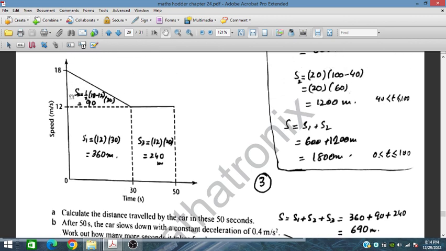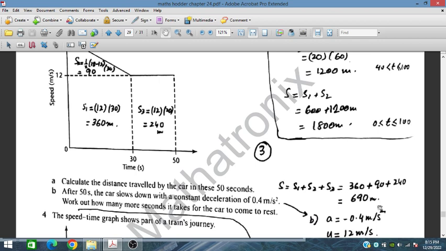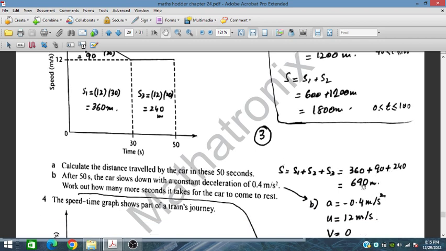So for this we can calculate this area, and this area, and this area. This is a rectangle. This is a rectangle. This is a triangle. So all three are calculated here, and it gives a total distance of 690.